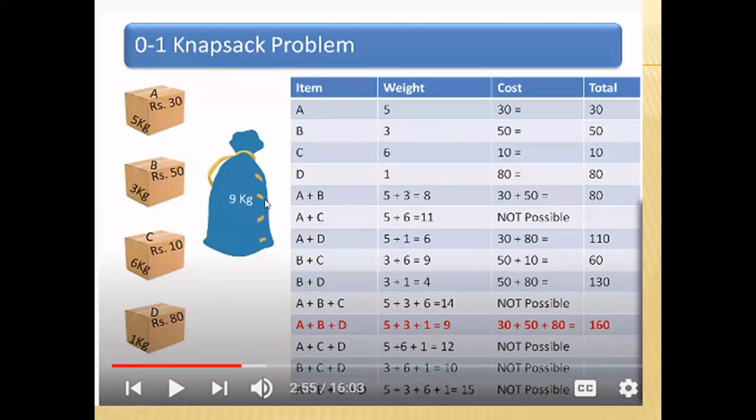The total capacity of the bag is 9. Suppose the first object and second object are placed in the knapsack, the profit is 80 and the total weight is 8. Suppose the first object and third object are placed in the knapsack, it is not possible because the total weight of A and C is 11, but the capacity of the knapsack is only 9. So the first object and fourth object are placed in the knapsack.